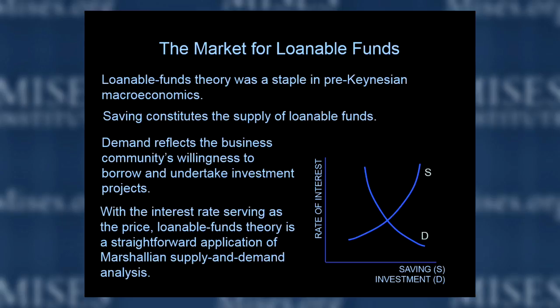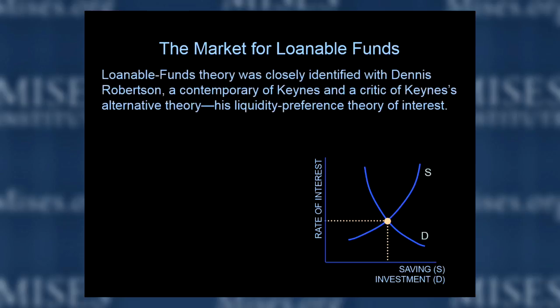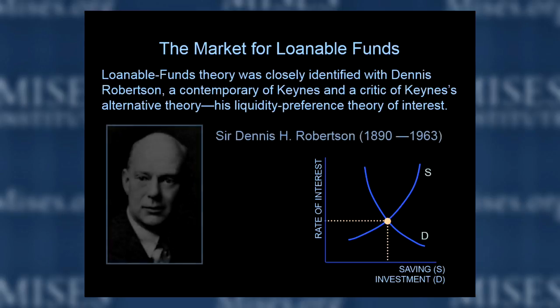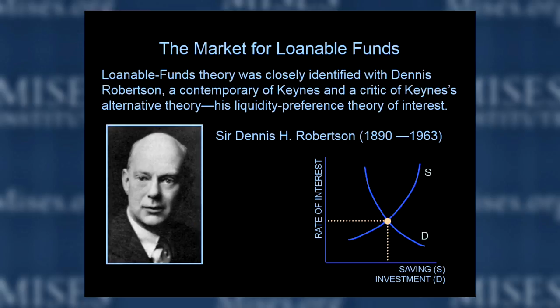So with the interest rate serving as a price, loanable funds theory is a straightforward application of the Marshallian supply and demand analysis. So if the market is working, then we get an equilibrium point, which equates savings with demand for investment. So loanable funds theory was closely identified by Dennis Robertson, a contemporary of Keynes and a critic of Keynes's alternative theory, which was the liquidity preference theory of interest. So this is just my little plug to Dennis Robertson.